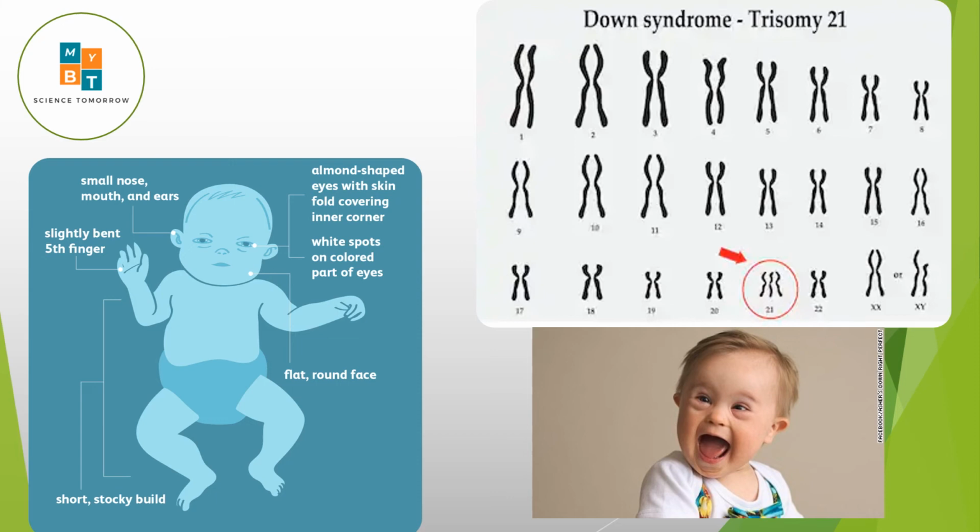So, what is the reason for this one? It is non-disjunction at meiosis. We have talked about meiosis in a previous video, so you can watch that video. And the risk of having Down syndrome babies increases with the age of the mother. If the mother's age is high, the risk of having a Down syndrome baby is increased. The intelligence is subnormal, and there's a developmental delay also.